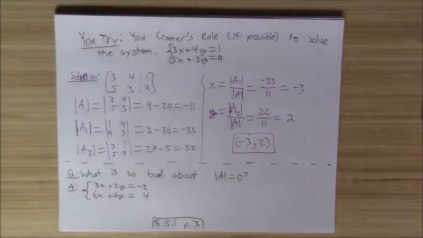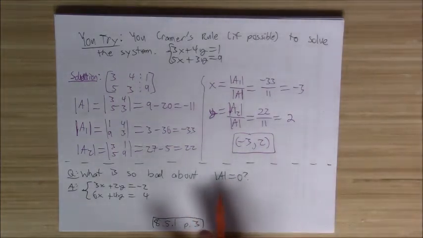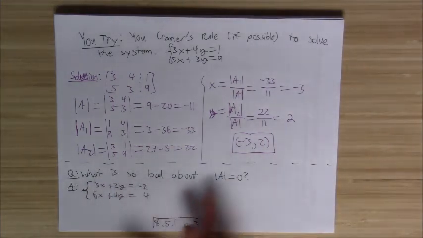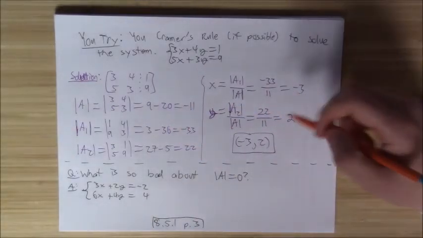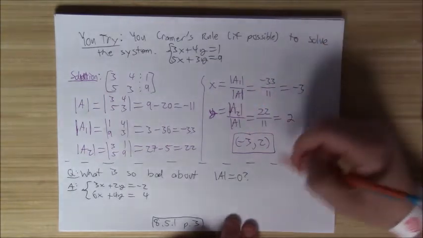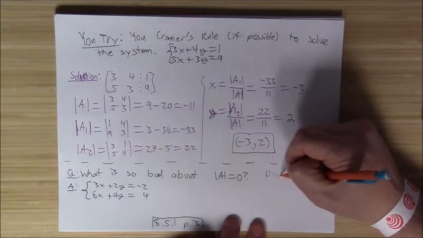Now, one question you may ask is, what's so bad about this? Well, if you try solving this out and the determinant of A equals 0, first off, in the formulas you'll see that you get 0 in the denominator, so you get a division by 0.